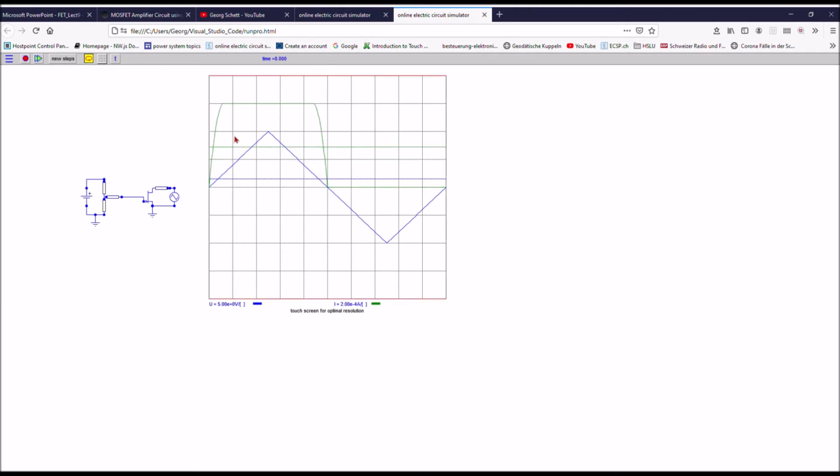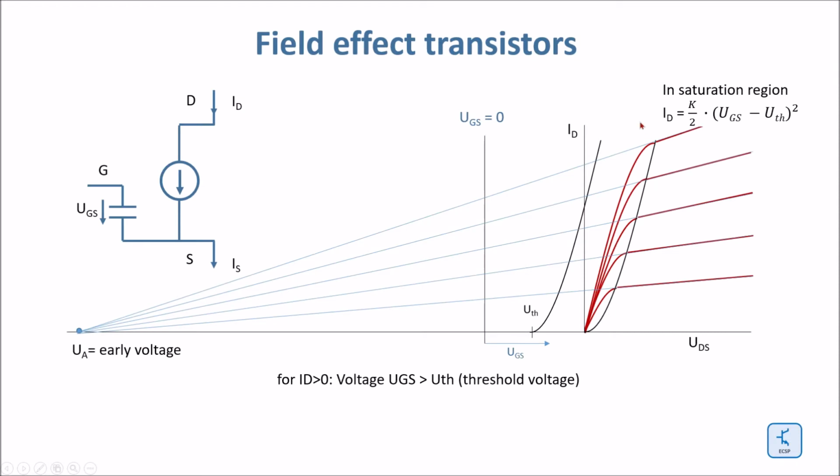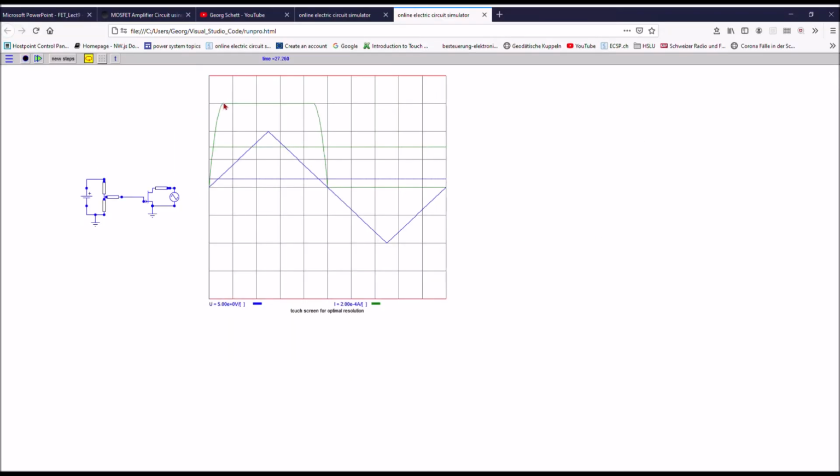In this area here, we are below the saturation region. And from here to here, we are saturated. And you see that despite the relatively hefty change in the drain source voltage, I see no change in the drain current. If I increase my resistance at the drain, you can see that the saturation region starts later, because the voltage between the drain and the source collapses.